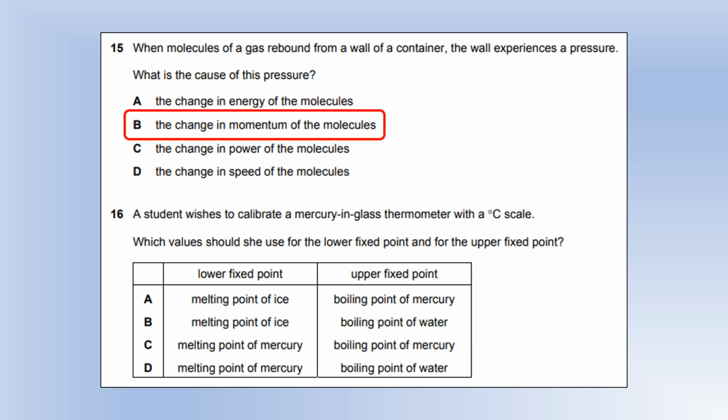So a student wishes to calibrate a mercury in glass thermometer with a degrees Celsius scale. Which values should she use for the lower fixed point and for the upper fixed point? So typically we use the 2 fixed points of water at normal atmospheric pressure to do this. So that's the melting point and the boiling point of water.